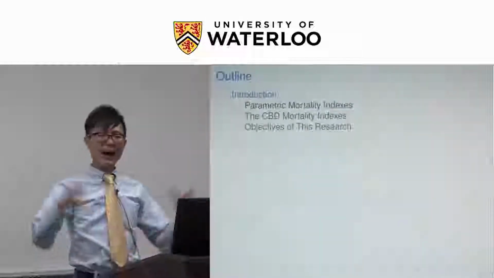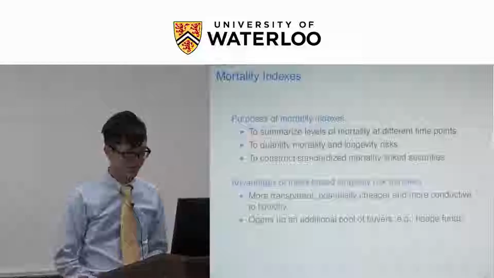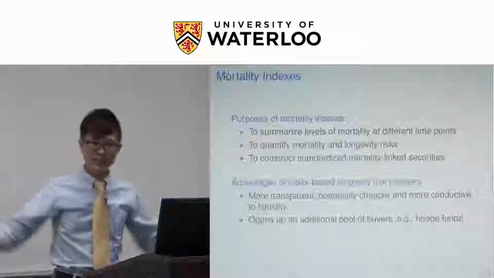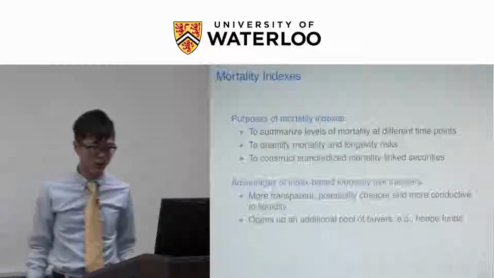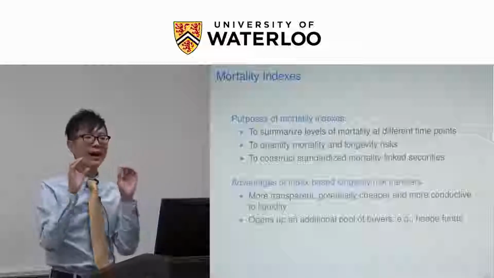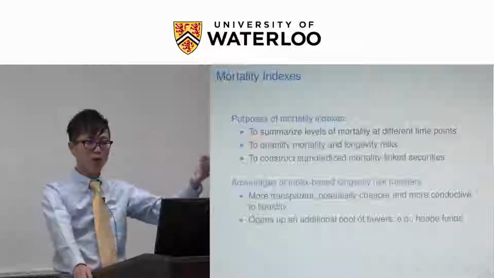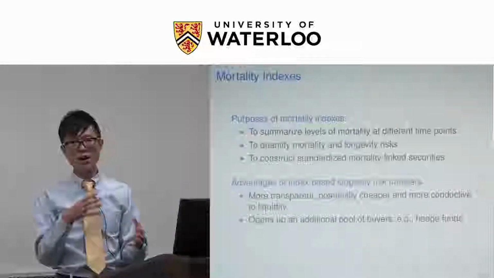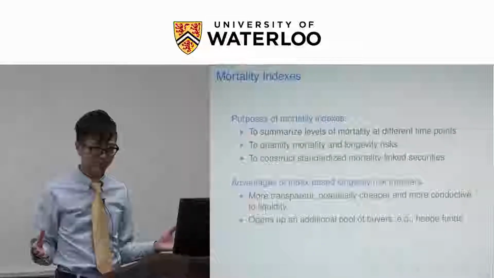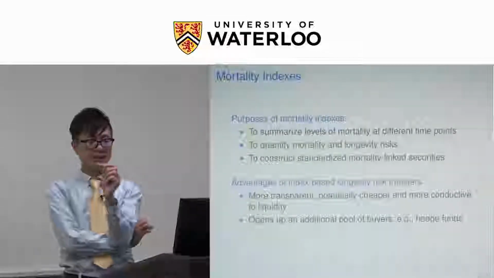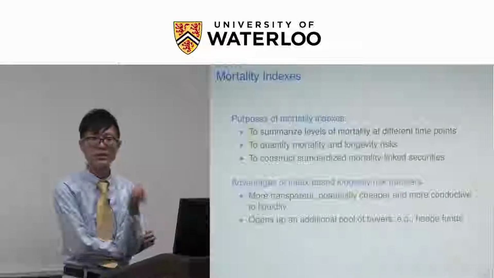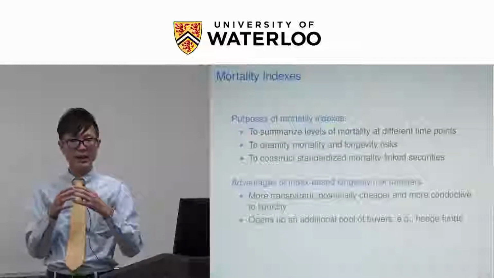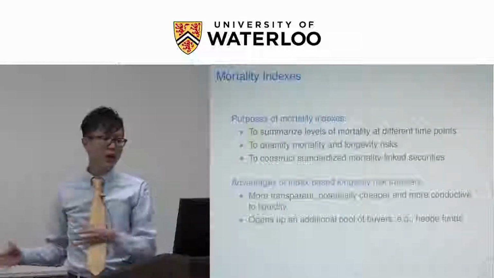Okay, so parametric mortality indices. So what are mortality indices? Well, just like stock indices such as TSX, S&P 500, mortality indices are indices that summarize levels of mortality at different time points. They can be used to quantify mortality and longevity risk. And more importantly, with these indices, we can create standardized mortality-linked securities through which mortality or longevity risk can be transferred from one party to another.